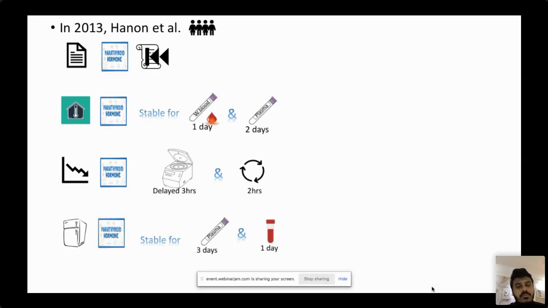Also, they suggested that refrigerated parathyroid hormone is stable for up to 3 days as plasma EDTA and up to 1 day as a serum. They did not suggest anything about freezer condition due to limitation in the previous studies. Actually, the problem with this study is that it is only a systematic review. It is not an experimental method.